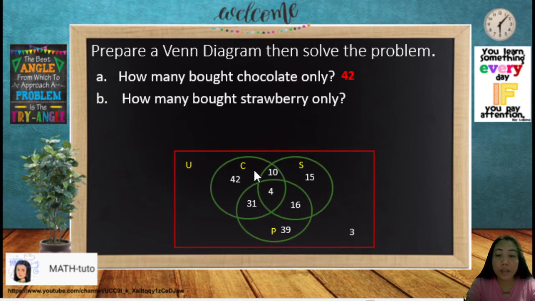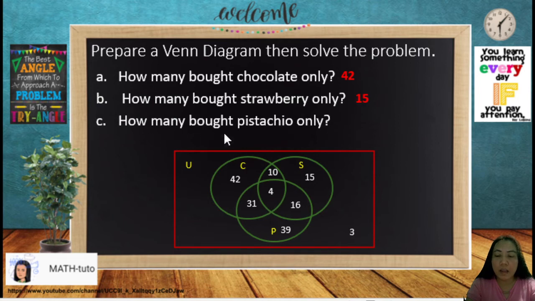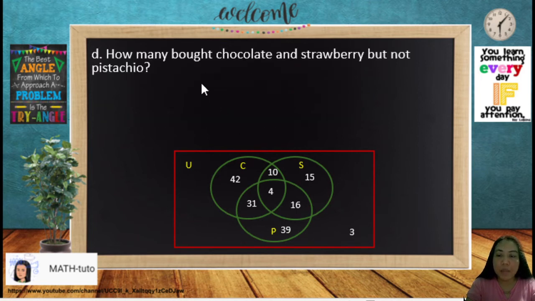In the operation, we will use subtraction. That is S minus P and minus C. Strawberry only, 15. Next, how many bought pistachio only? We have 39. Okay, next, how many bought chocolate and strawberry but not pistachio?